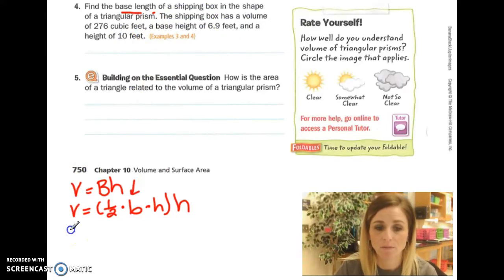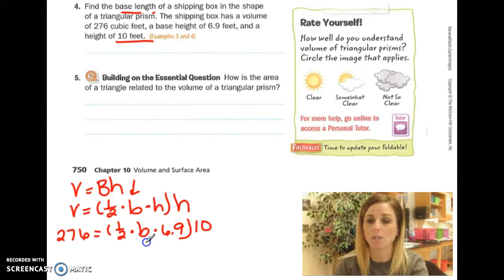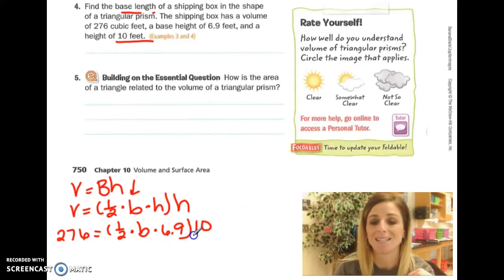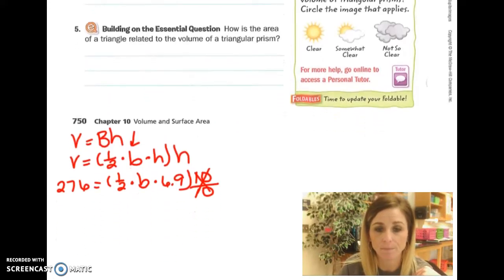The shipping box has a volume of 276 square feet. And then we have 1/2 times, we don't know that base length, but it tells us that our base height is 6.9, and it says the height of 10 feet. The first thing we're going to do is get rid of this 10, because we have this b in here, but we've got to isolate that variable. So we're going to take away all the distractors. Because of that, we're going to take away the 10. So if we're multiplying by 10, the inverse operation is dividing by 10. We're going to divide both sides by 10, which means that that cancels out.